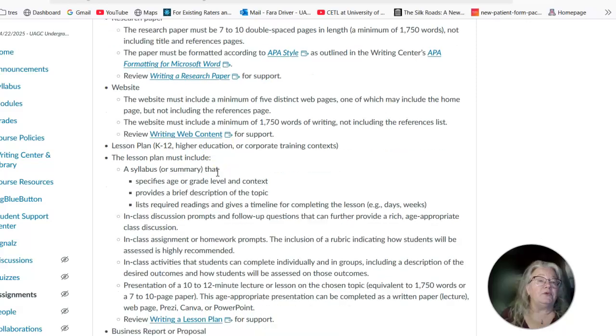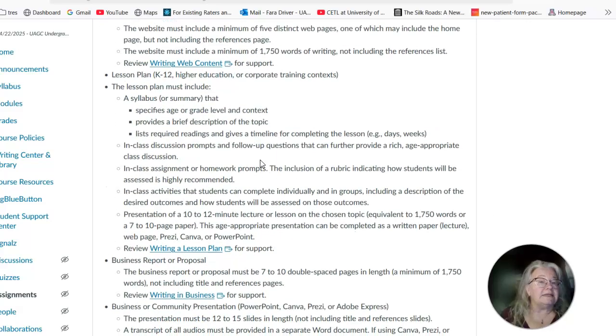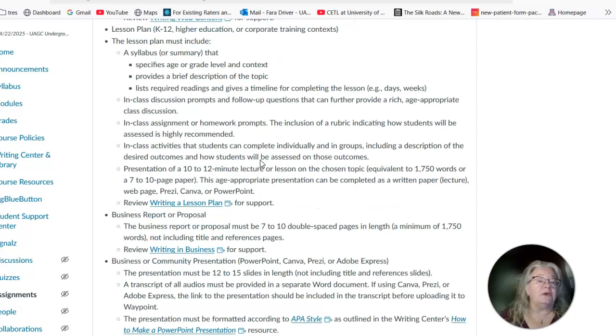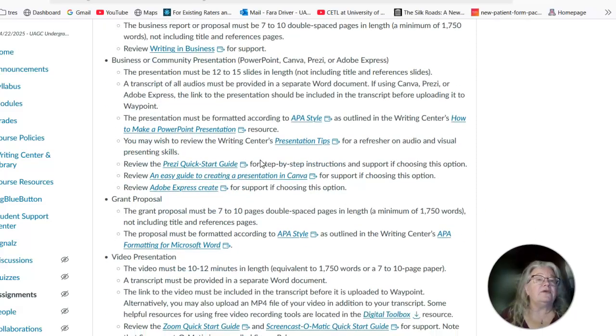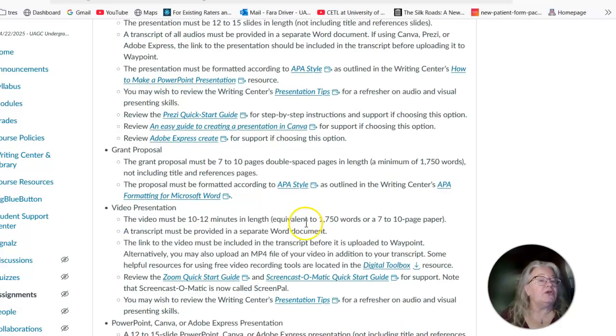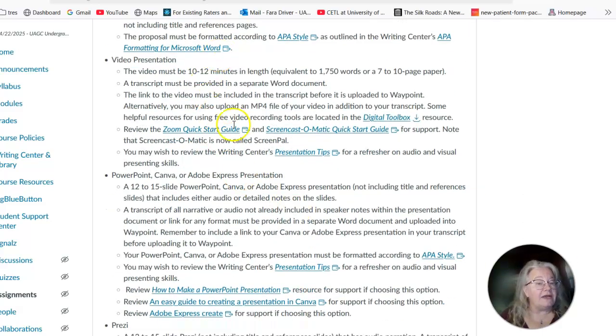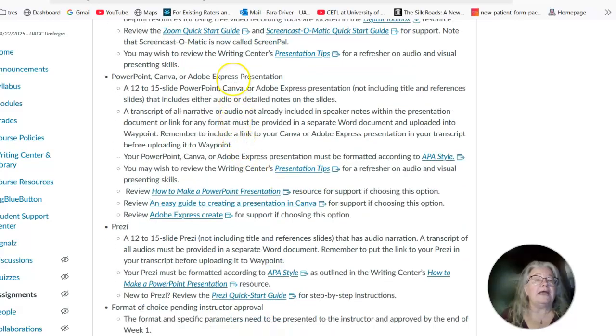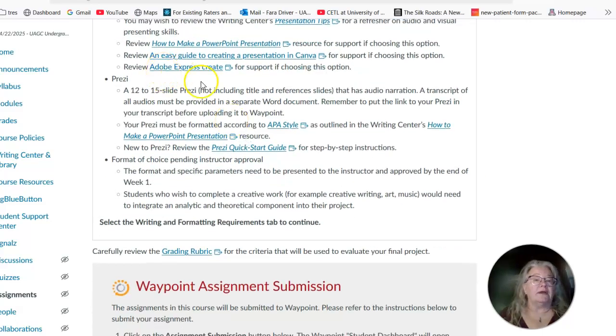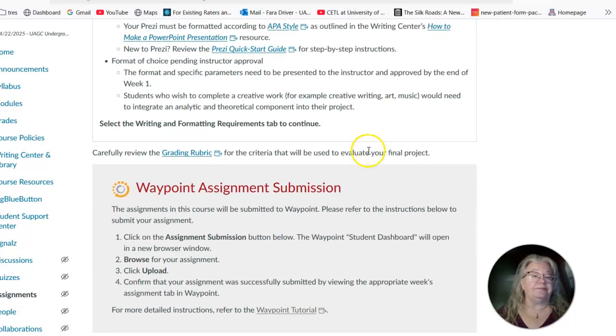You can do a paper, a website, a lesson plan, a business report or proposal, a business or community presentation, a grant proposal, a video presentation, or a PowerPoint, Canva, or Adobe Express presentation that you narrate or talk through. The same with a Prezi. Any of those, you will have to do in the same manner that I'm doing this. You'll have to do vocal and or video overtone to it.